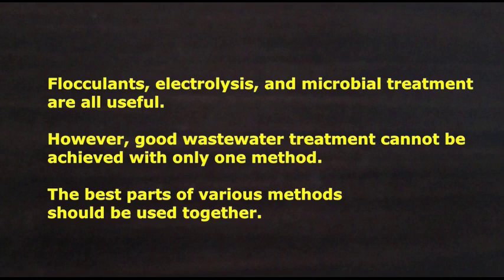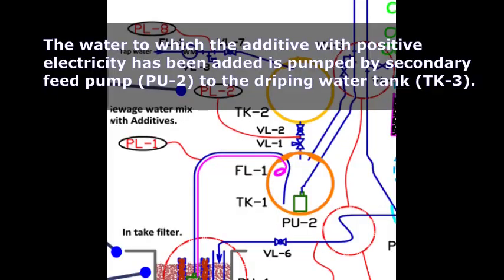Flocculants, electrolysis, and microbial treatment are all useful. However, good wastewater treatment cannot be achieved with only one method. The best parts of various methods should be used together. The water to which the additive with positive electricity has been added is pumped by secondary feed pump, Pu2, to the dripping water tank, TK3.